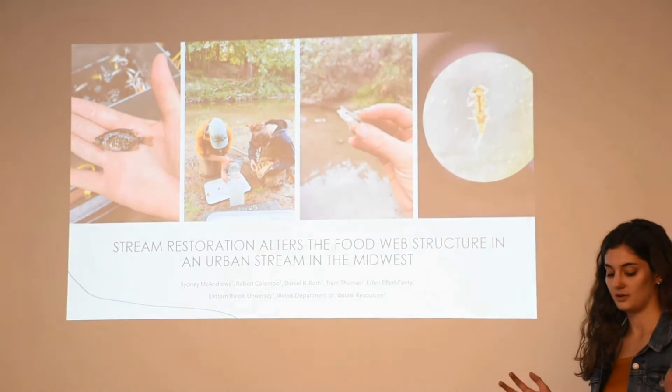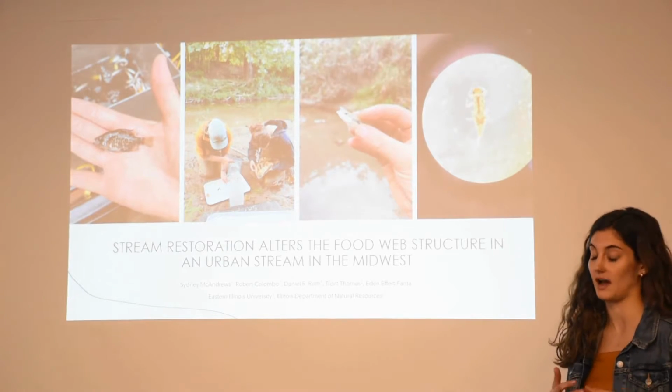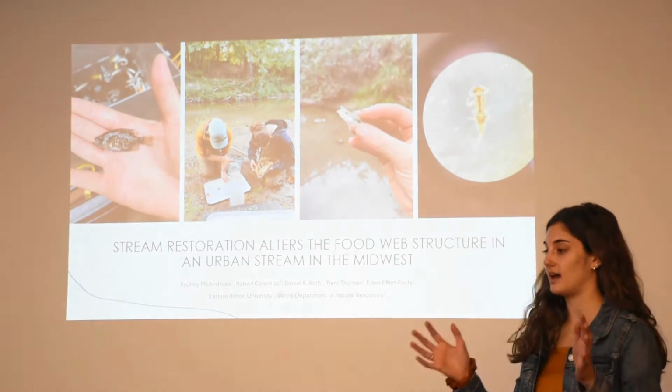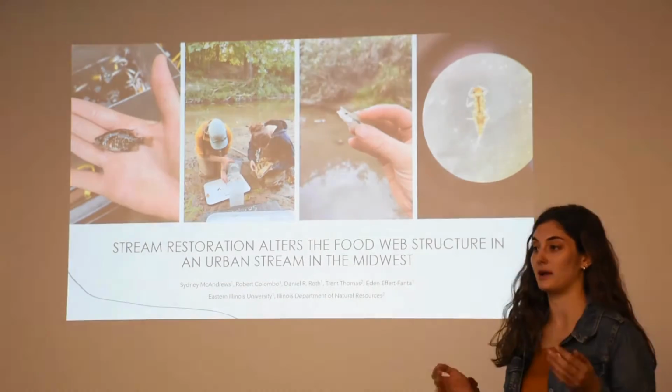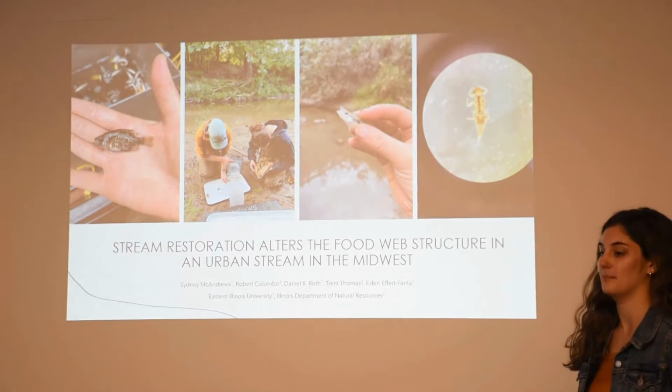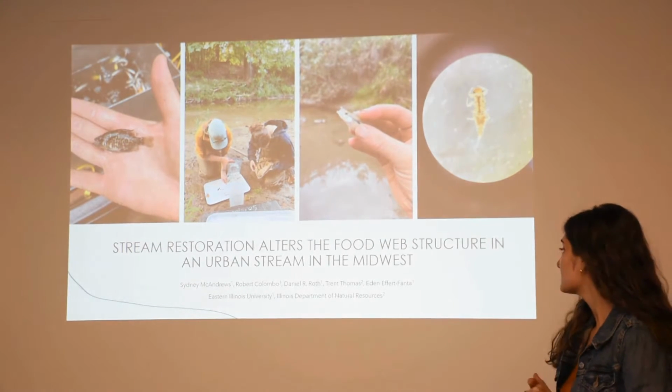They did a quick habitat alteration, so they added point bars and rock structures and just made the habitat in this little area a lot better. And so today I'll just be talking about how that little stream restoration has altered the food web structure, as a case study.